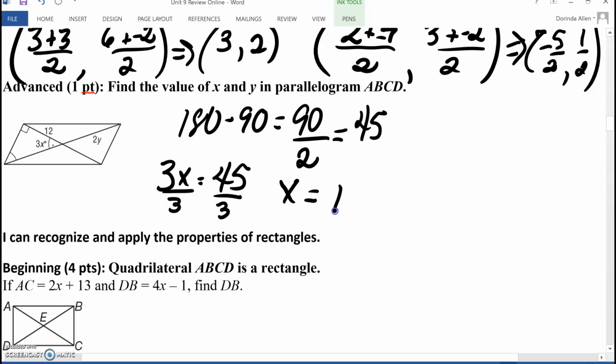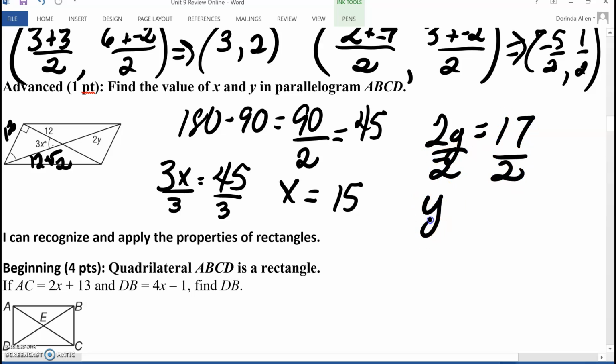So x equals 15. And then to find y, I know this is 12. So this side, because it's 45, 45, is 12 square root of 2. I can put that into my calculator, and I get about 17. So 2y equals 16.97, so you could use that, or 17. So divide by 2, y equals 8.5.